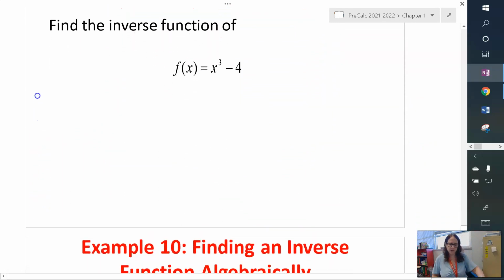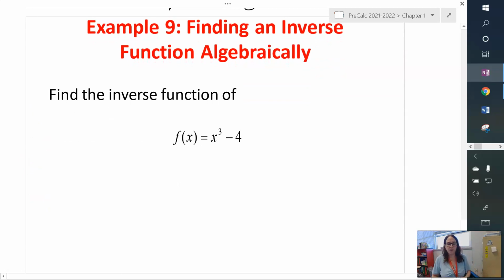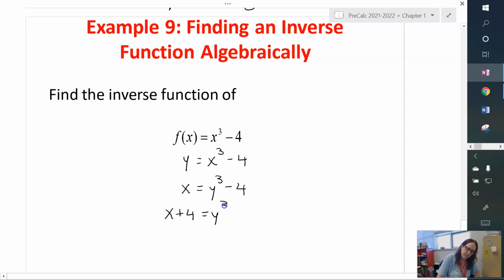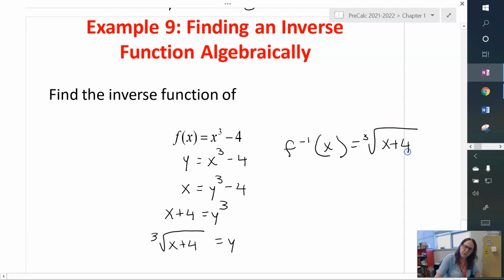We're going to find the inverse function of this one algebraically. Now we've got an x cubed minus 4. Follow the same steps. Y equals x cubed minus 4. Swap. X equals y cubed minus 4. Solve for the new y. And then we're going to cube root both sides, which means my inverse function is the cube root of x plus 4.